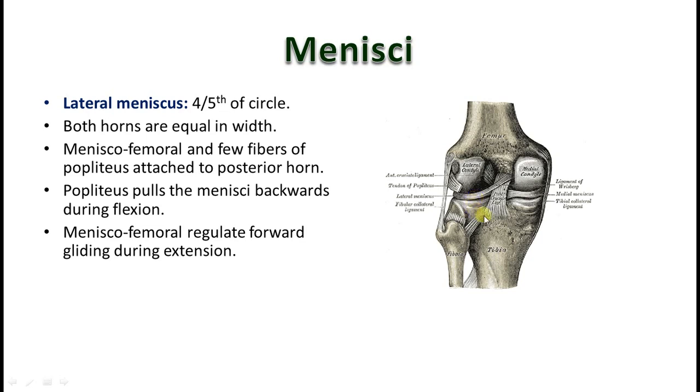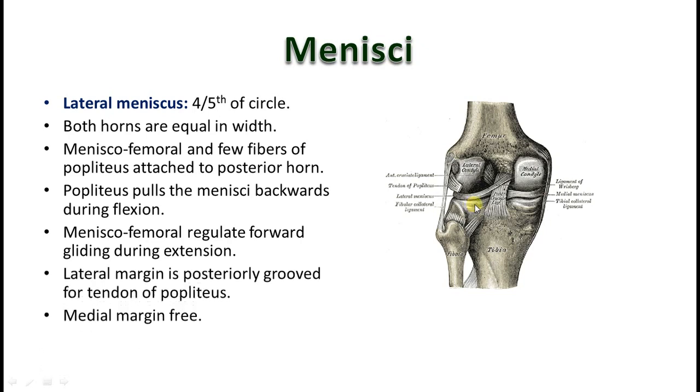And as I told you, if you look at the lateral meniscus, the articulating surface of the tibia is somewhat extending backwards with respect to the lateral condyle. So there this meniscus and the popliteus muscle will come and articulate over this area. It is grooved for the tendon of popliteus. The lateral margin is free, and the medial margin merges with the capsule and the tibial collateral ligament with respect to the medial menisci.